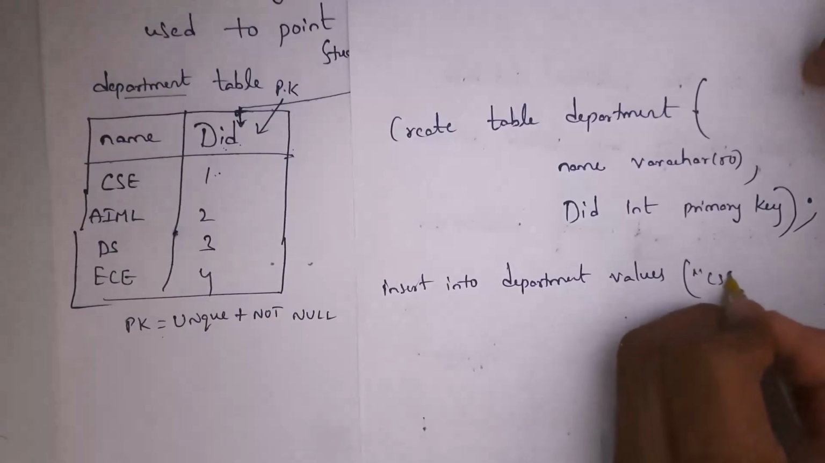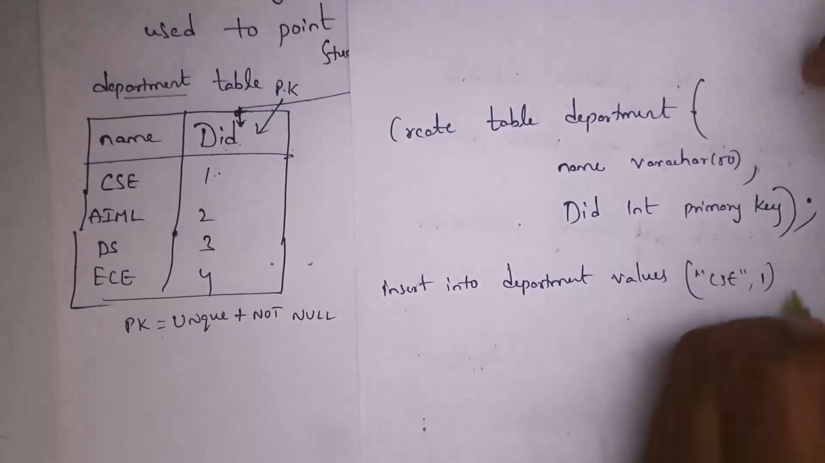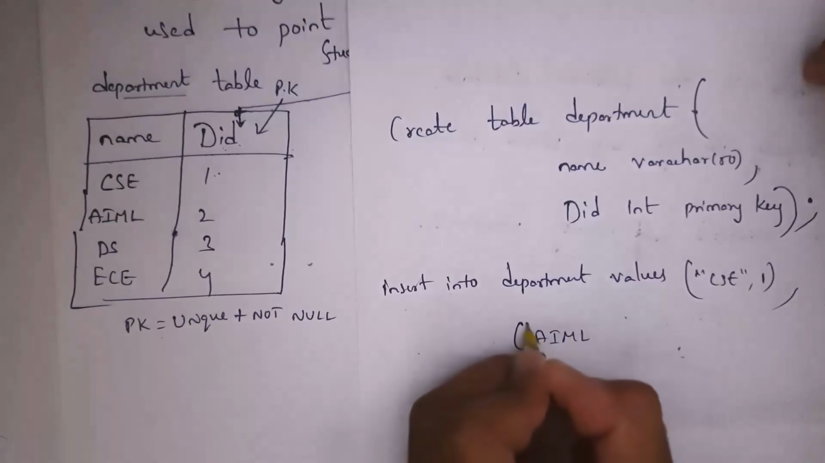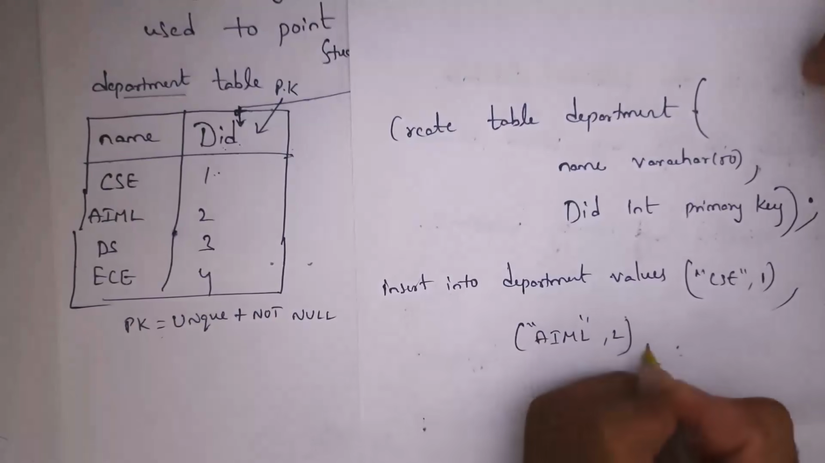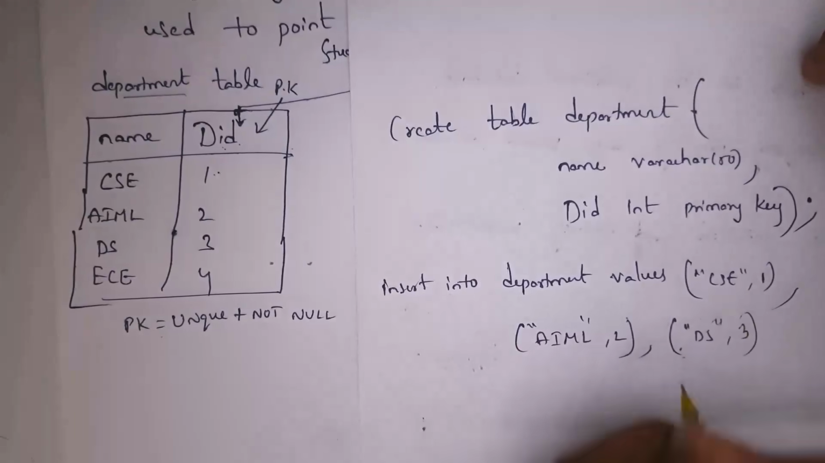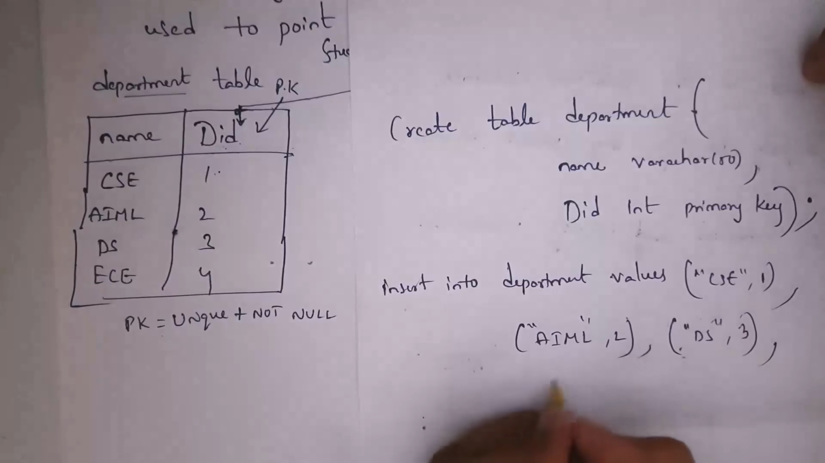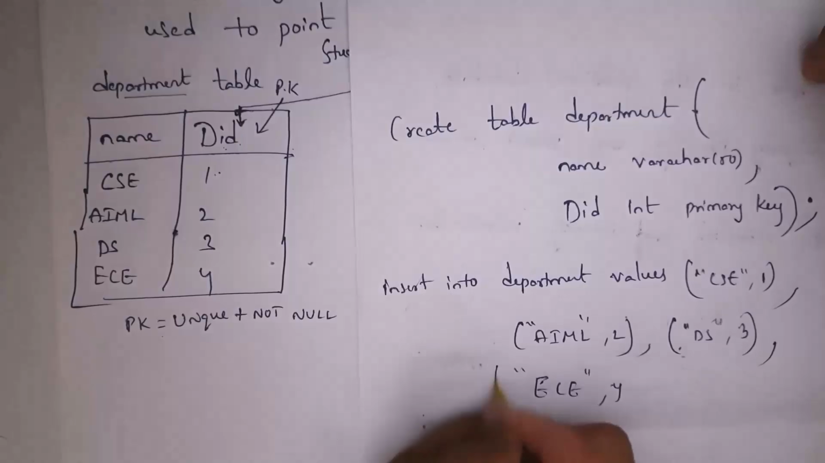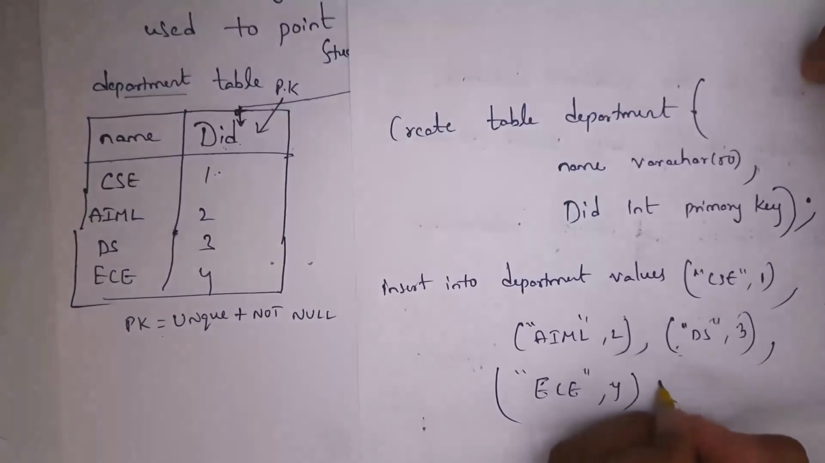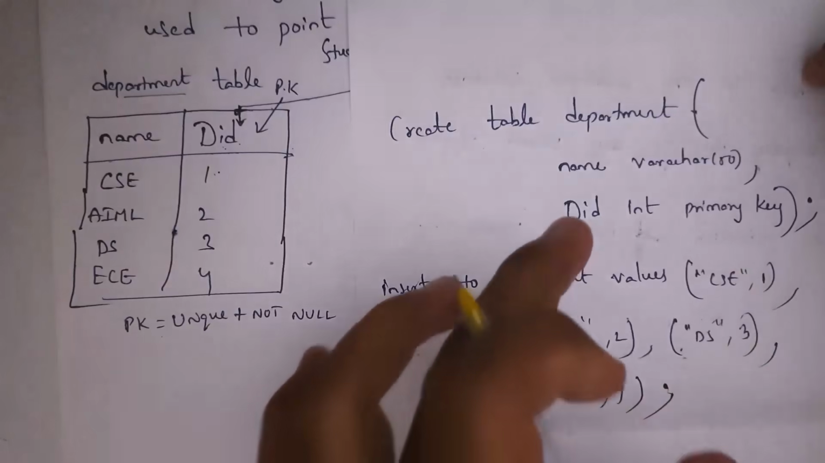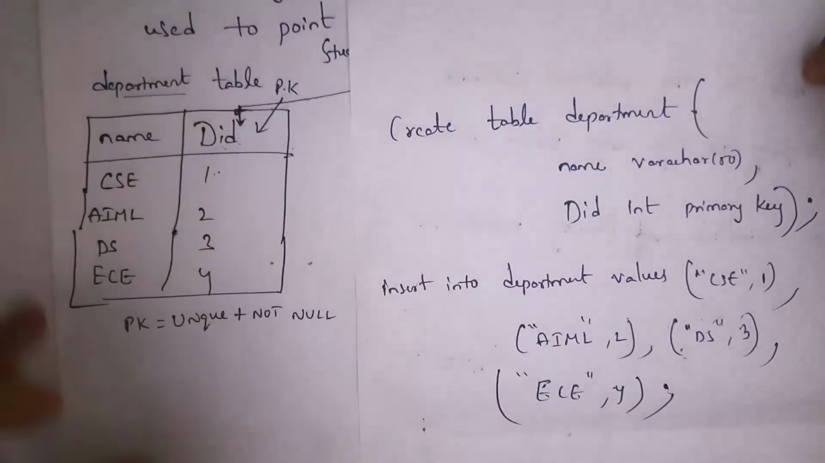First one is CSC in quotations, comma, 1, comma, next value AIML in quotations, comma, 2, comma, next DS in quotations, comma, 3, close bracket, comma, and next one is ECE in quotations, comma, 4 in brackets, and at last use a semicolon. Guys, take each record in brackets, that's it. Whenever you run this code, it will insert these values.